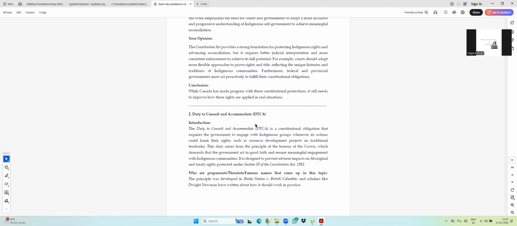Yes, I won't use it because I know exactly which articles are there. But for the other parts, I think it's quite helpful. Yeah. So the your opinion part for any concept, these paragraphs are very useful. You just have to paraphrase it in your own words.